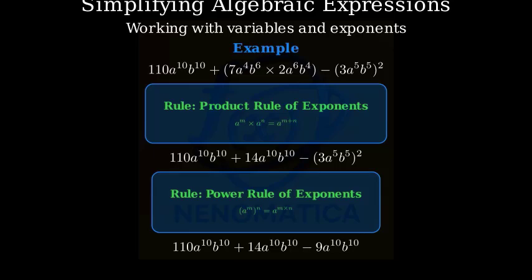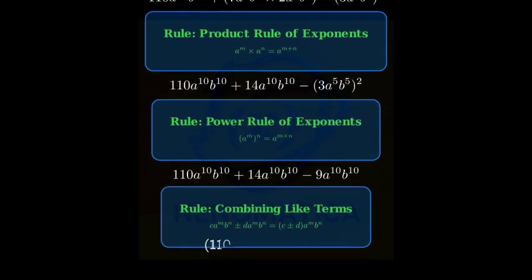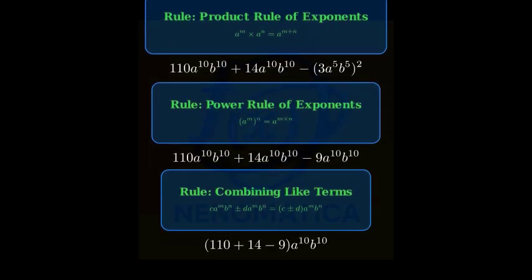Now that we've simplified all the individual terms, we can see that all three terms have the same variables with the same exponents, a to the 10th power b to the 10th power. When terms have the same variables with the same exponents, we can combine them by adding or subtracting their coefficients. So we have 110 plus 14 minus 9.